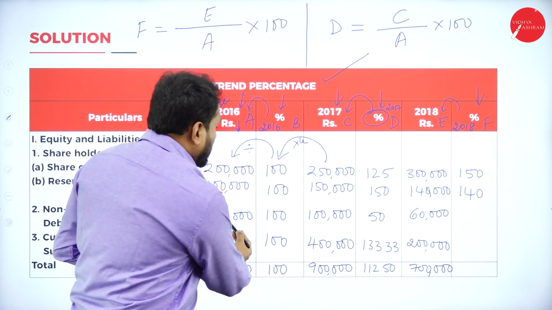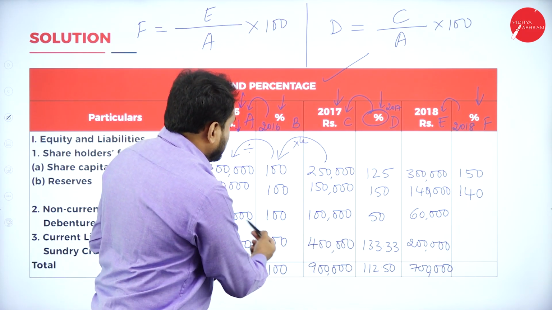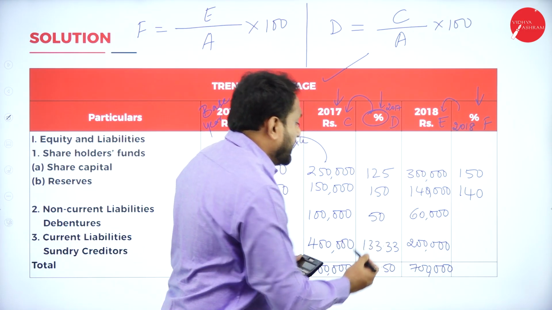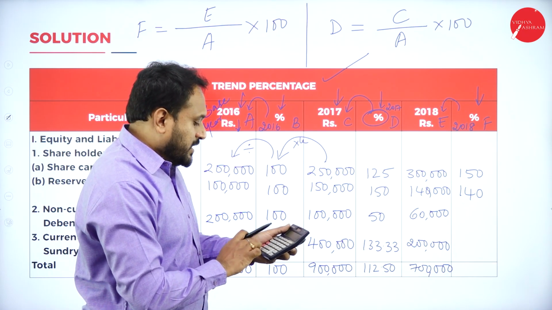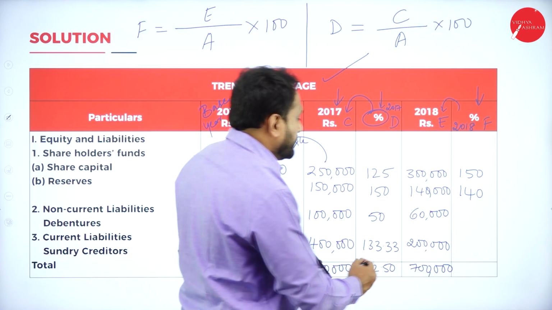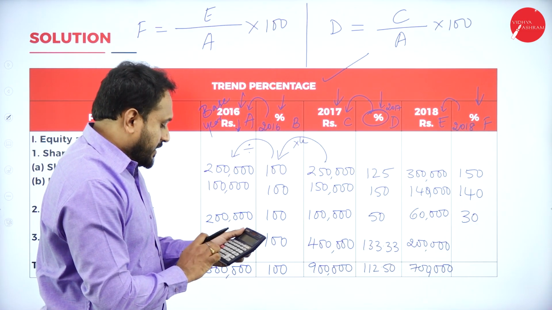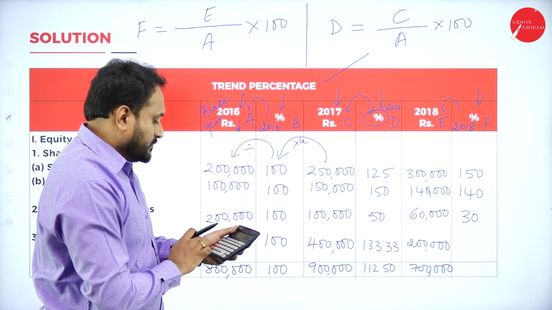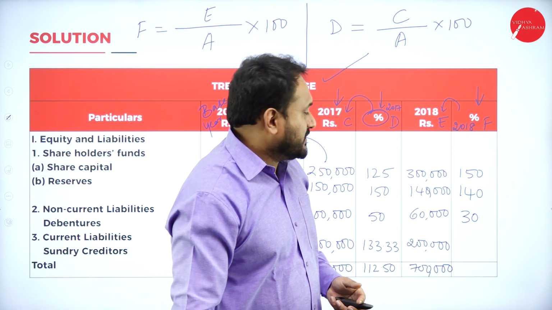Now 200, 100. So here what happened? 2 lakh, 1 lakh. For 2 lakh it is 100. For 1 lakh it is 50. For 60 it should be less than 50. Actually it is 30. Let's understand how exactly it is. Now 60,000 into 100 divided by 2 lakh is equal to 30. So we got 30 here. Now do the same here. 2 lakh into 100 divided by 3 lakh is equal to 66.67. So we'll round it up.